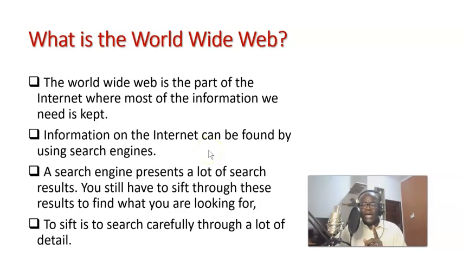Now here is something you need to know about search engines. A search engine presents a lot of search results. So when you type a word into a search engine, you see a display of so many things, so many words. And what you need to do is sift through these results in order to find what you are looking for. Yes, I know you are surprised with the word sift. What does sift mean? To sift is to search carefully through a lot of detail. So if someone says, let me sift through this information, what they're saying is, let me check carefully. I want to find what I'm looking for.